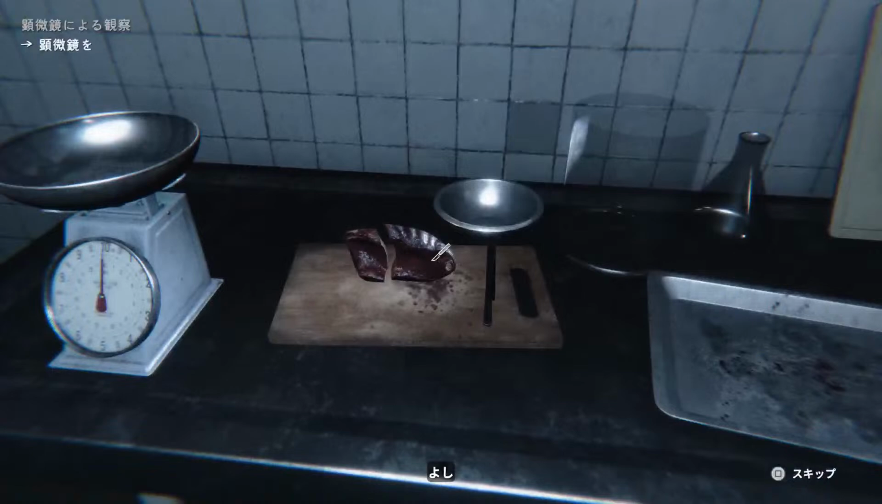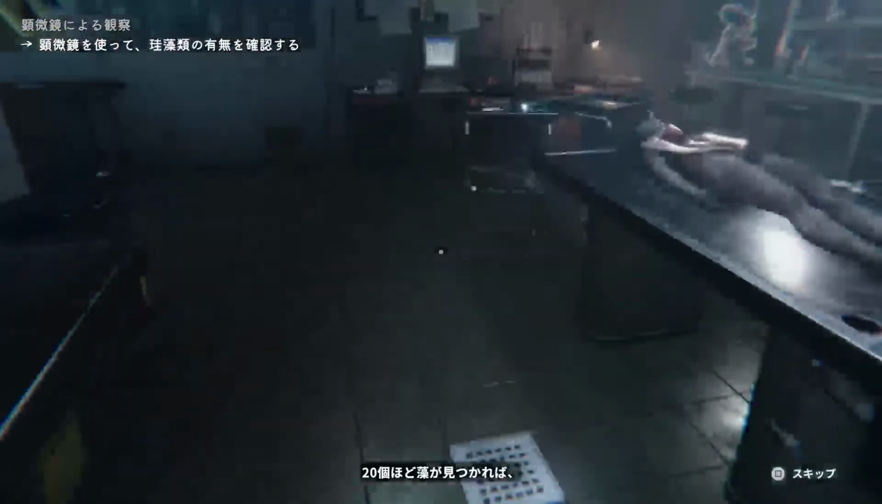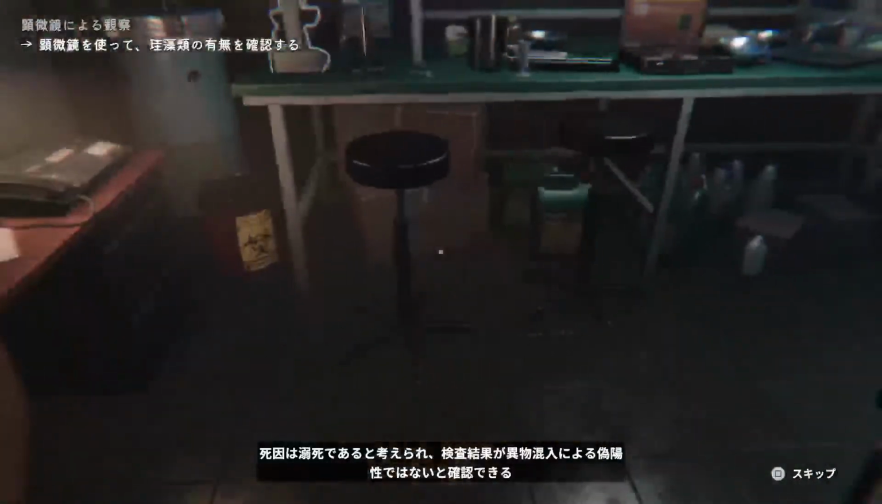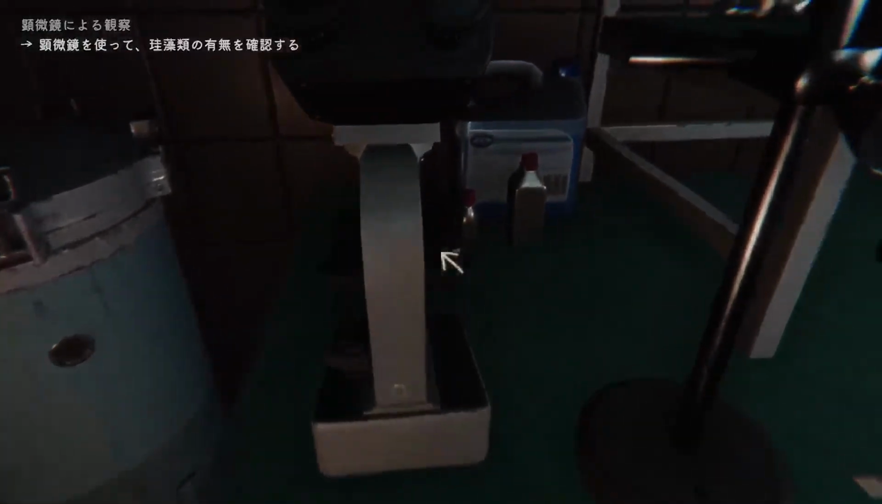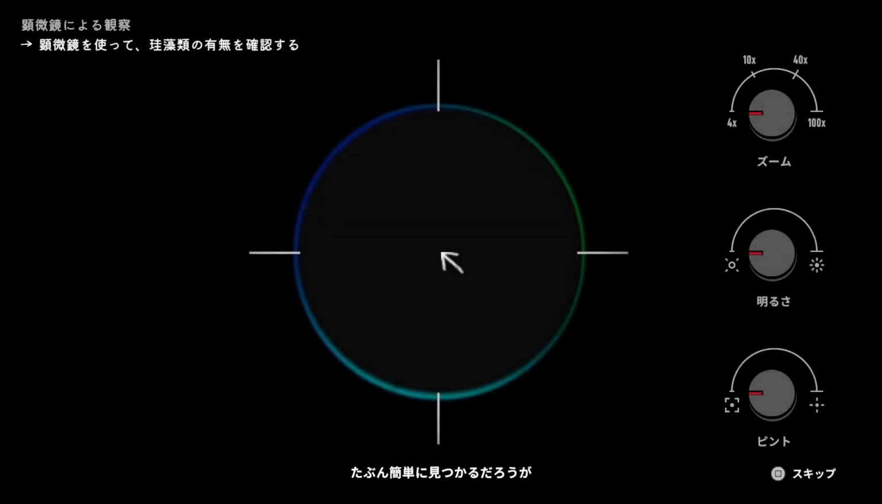All right. Now, I will check the collected fluid under a microscope. If we find 20 diatoms on the slide, it can be considered drowning, and our result is not a false positive due to possible contaminations. Let's see, although I expect we'll find them easily. I won't even notice an army of diatoms from this distance.